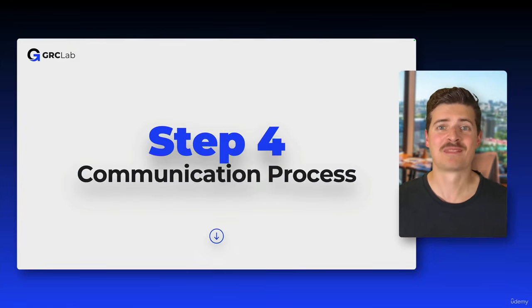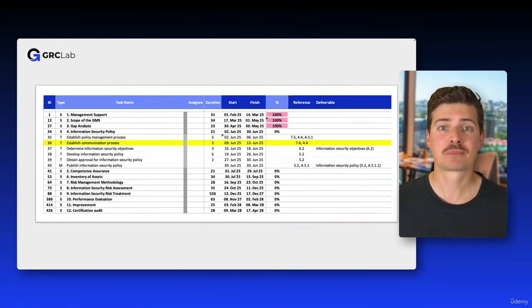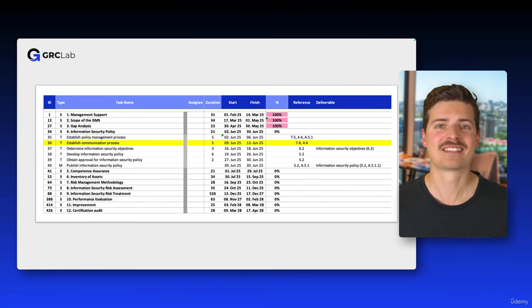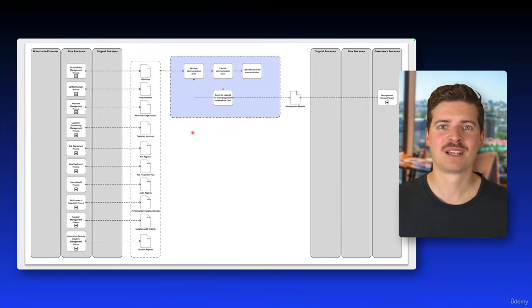Every management system needs a communication process. Now, if you look at the project plan, then the communication process is the next step right after establishing the policy management process. So it's something that you should do in the very beginning of, let's say, the entire implementation project, if you will. Now on to the communication process.